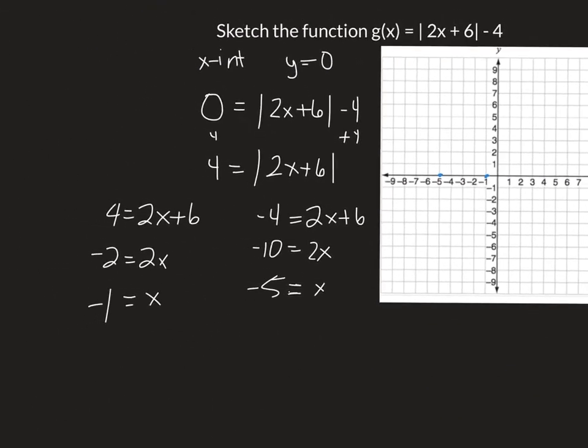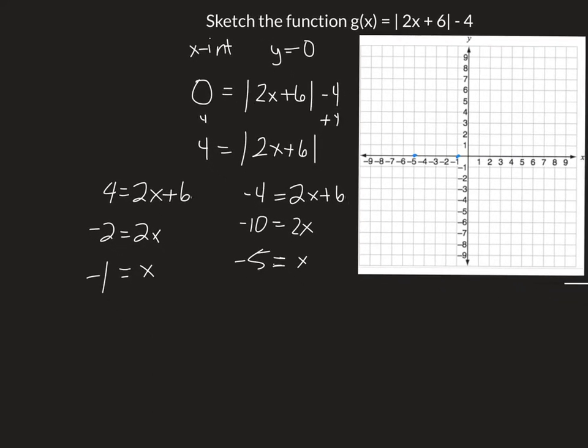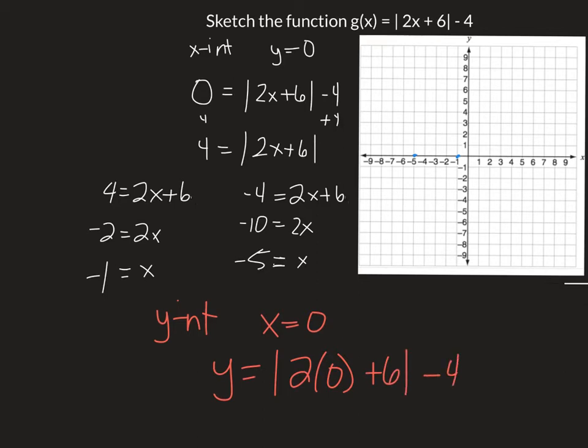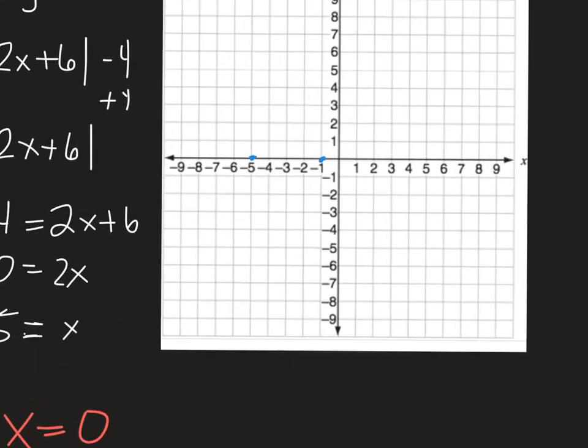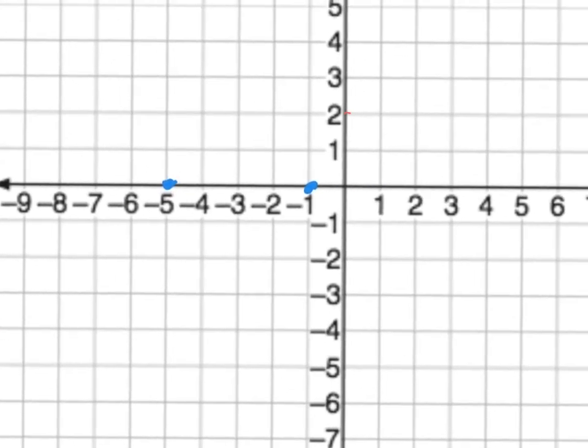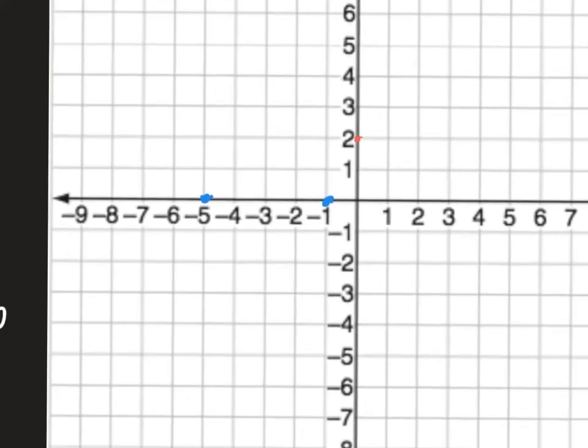There's a video about how to solve these up there too, so if you forgot, go back and watch it. So now let's figure out where it crosses your y-axis. The y-intercept is where x is 0. So in other words, y equals the absolute value of 2 times 0 plus 6, minus 4. That gives me the absolute value of 0 plus 6, minus 4, which is positive 6 minus 4, which is positive 2. So the y-intercept is here at positive 2.